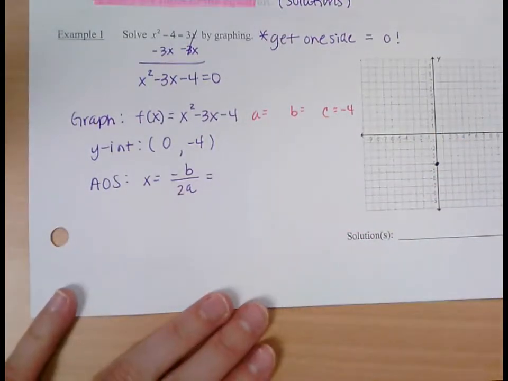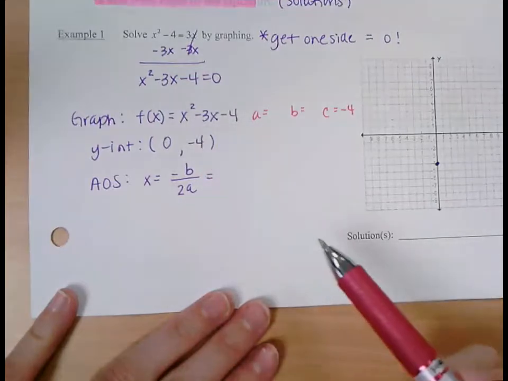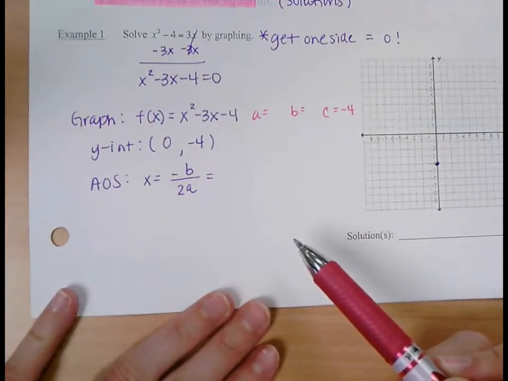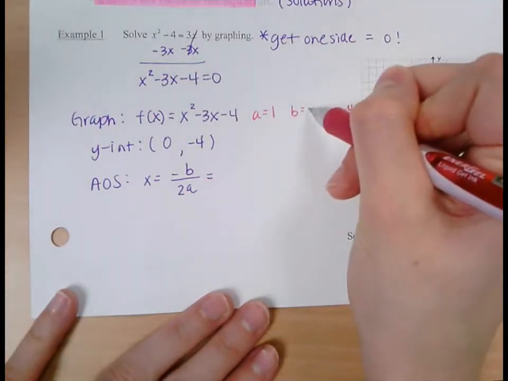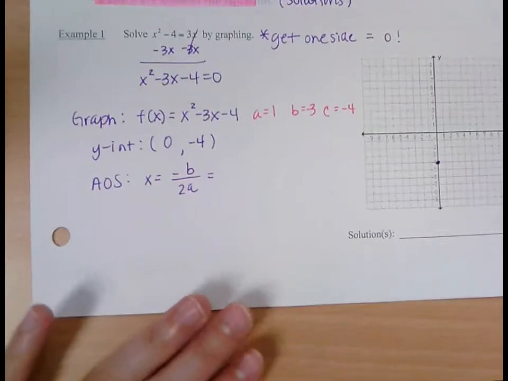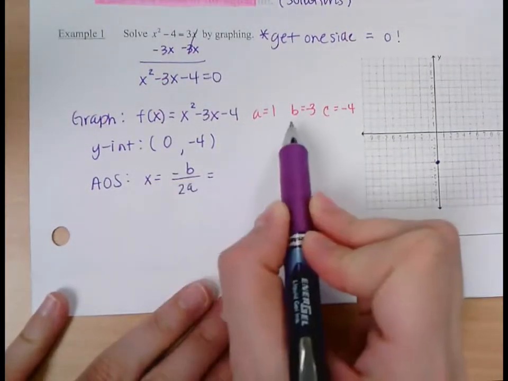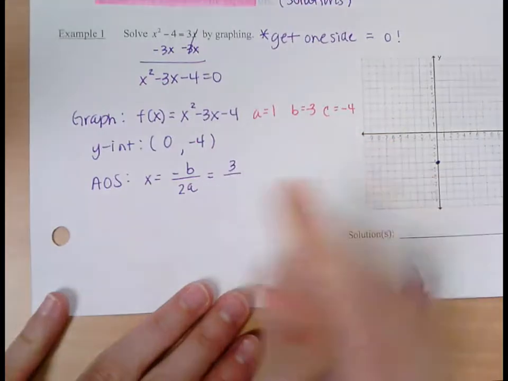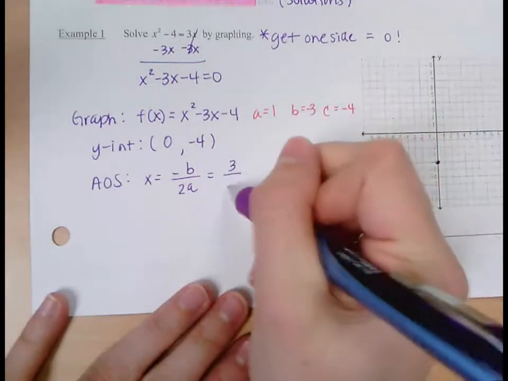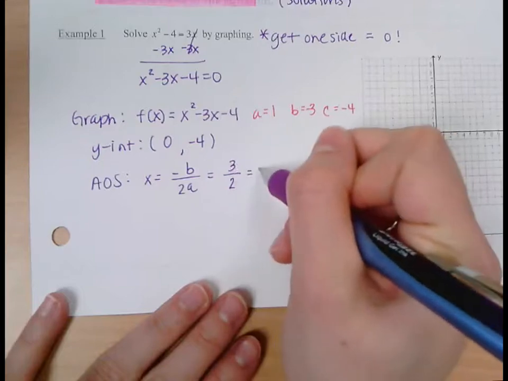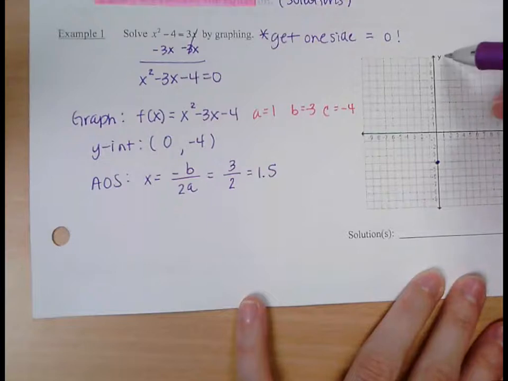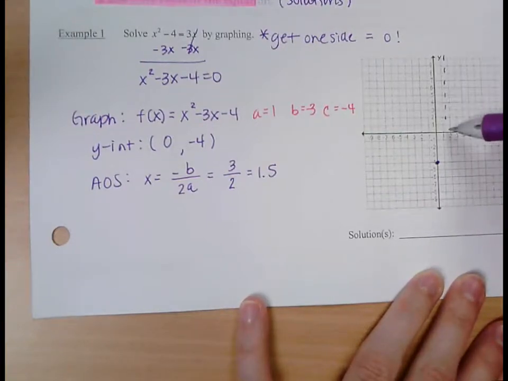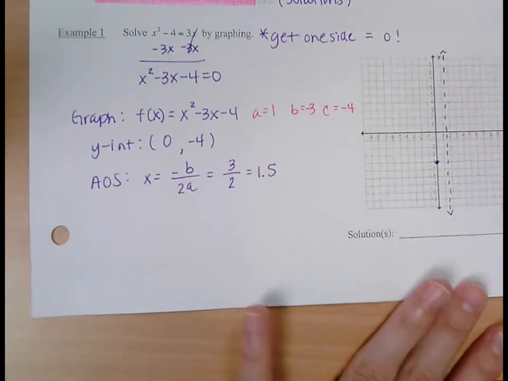So looking back up at our function, what is our a value up here? A is 1 and b is -3. So then if we have the opposite of b and b is -3, that's really +3 over 2 times a, where a is 1, so that's 2. And I can write 3 over 2 as 1.5. So at the x value 1.5, I can draw in my dashed vertical line, my axis of symmetry.